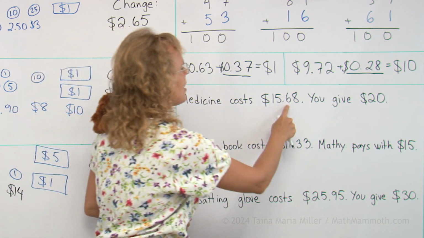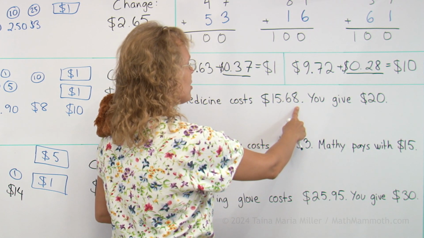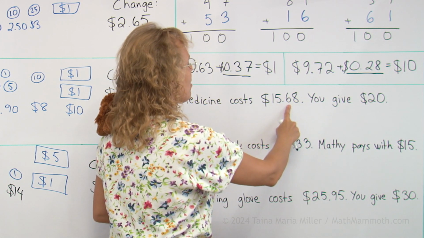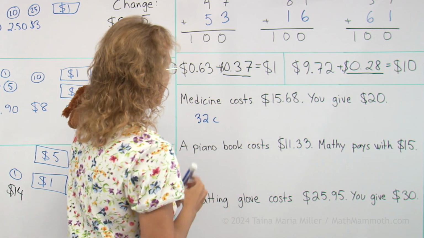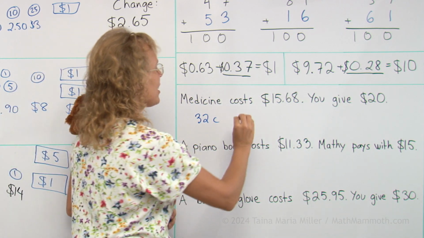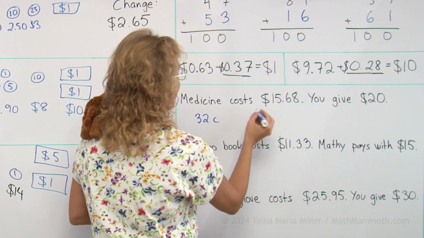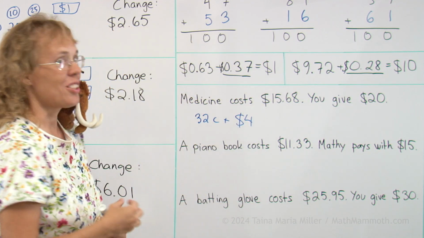So, thinking of this 68, I would add 3 and 2, right? So that I would get 9 here and 10 here. 3 and 2. So, 32 cents. And after that, I am at $16. And from $16 to $20 is just $4. So, the change is $4.32.